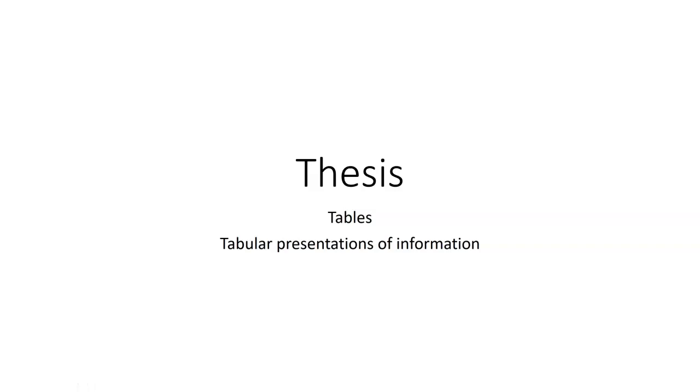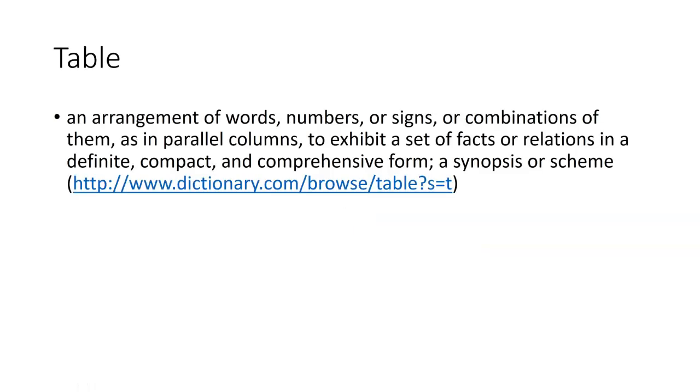Tables. Tables are tabular presentations of information. So a table means that we could have information that is presented in a couple of different ways, but it's always in what we call a tabular form. A table, by definition from dictionary.com, is an arrangement of words, numbers, or signs, or combinations of them, as in parallel columns, to exhibit a set of factors or relations in a definite, compact, and comprehensive form; a synopsis or scheme. Basically what that is saying is that when you have a table, you will have different columns and different rows, and this will present data in a way that you can observe it.